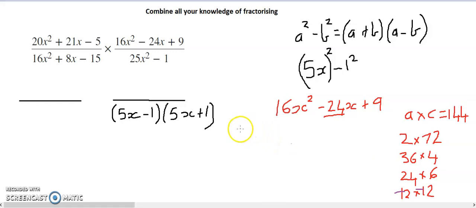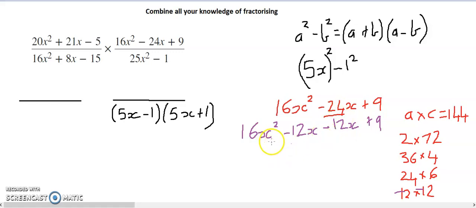So I can rewrite my question as 16x squared, take away 12x, take away 12x, plus 9. And again, I haven't changed my question. I've just rewritten it in a different way because negative 12x and negative 12x equals negative 24x.